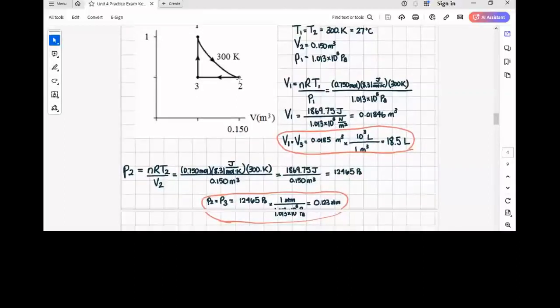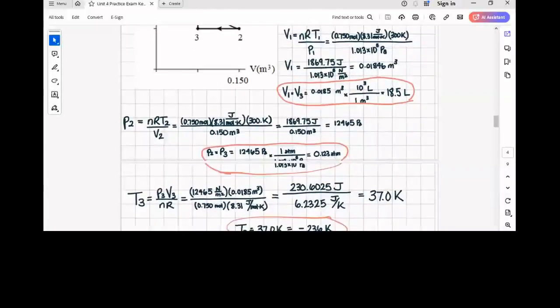So I now know everything there is to know about state 2. I can move on to state 3. The pressure at state 3 is going to be the same as the pressure at state 2 because my process from state 2 to state 3 is an isobaric compression. So the pressure stays constant while the volume drops and the temperature drops.